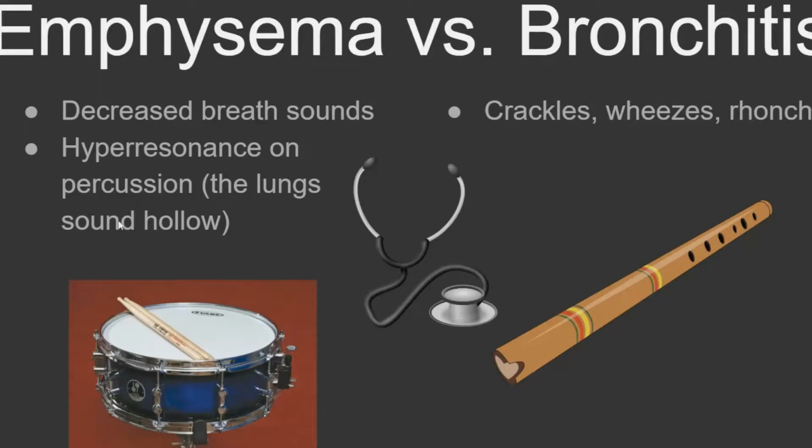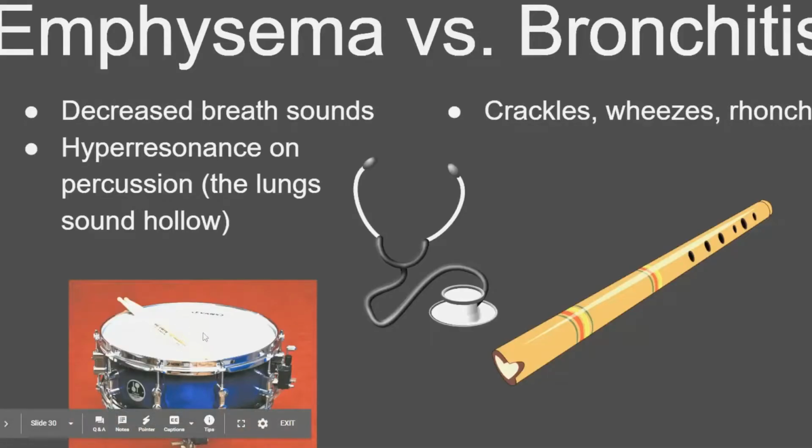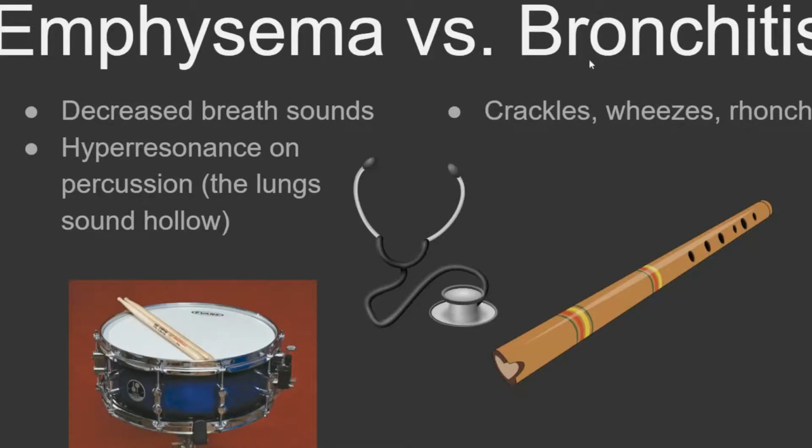With emphysema, you will experience decreased breath sounds when listened to via a stethoscope, and if you tap on the patient's lungs, you'll hear hyperresonance, which kind of sounds like when you tap on a drum. For bronchitis, you'll hear crackles, wheezes, and rhonchi. Kind of imagine a clogged up flute.